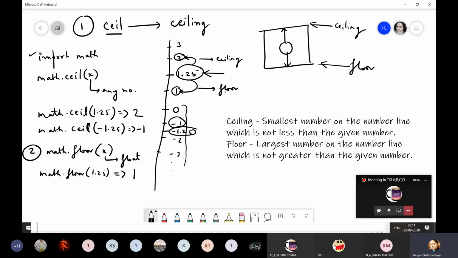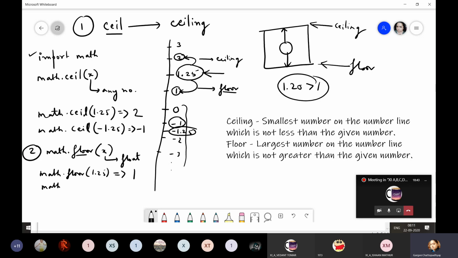Over here, I'm talking about floor now. This is 1.25, right? So the value immediately below this, the largest value on the number line which is not greater than this number. 1.25 is greater than 1. So 1 is greater than all the numbers before it on the number line, but it will not exceed 1.25. Understood? So the floor of 1.25 is 1.